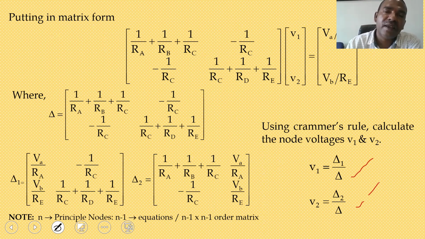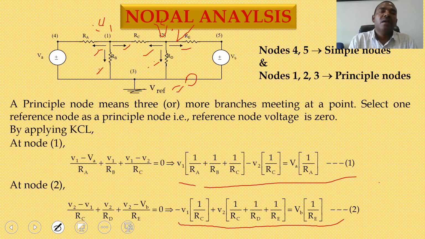Okay, by seeing the circuit, you can write the matrix equation. Here n number of principal nodes are there, so the order of the matrix is n by n. So you can get 3 minus 1, a 2 by 2 matrix. A 2 by 2 matrix means A11, A12, A21, A22.